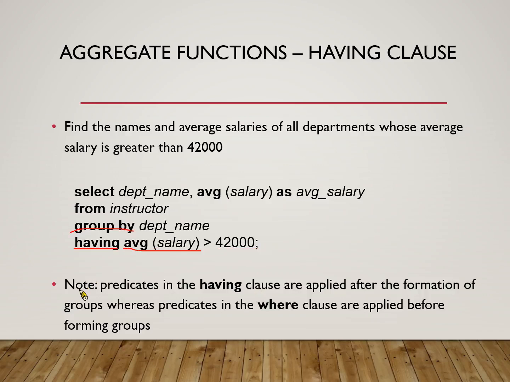And it's noticeable that predicates in the having clause are applied after the formation of groups, whereas predicates in the where clause are applied before forming groups. In other words, if the conditions we specify include a column name, we have to specify the conditions in the where clause. Whereas if the conditions contain aggregate functions, we have to specify the predicates in the having clause.